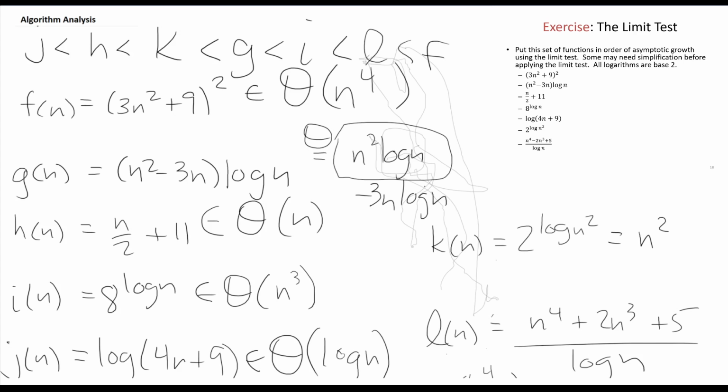Maybe we could formalize that a little bit more by running the limit test on some of these, or using the definitions to help prove formally these relationships. But this helps build our intuition, helps us look at runtime functions quickly and put them in order of their asymptotic growth rate, so we can use that to quickly compare the runtimes of two algorithms.